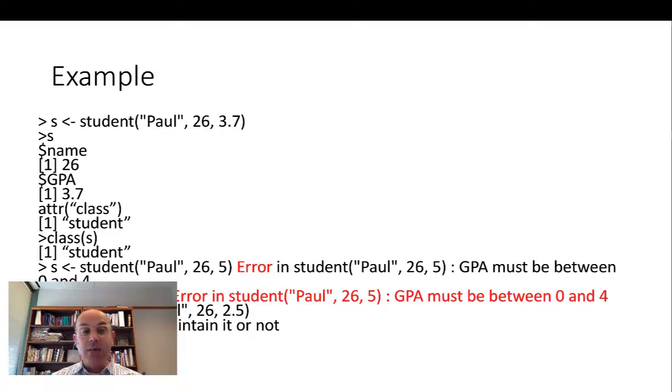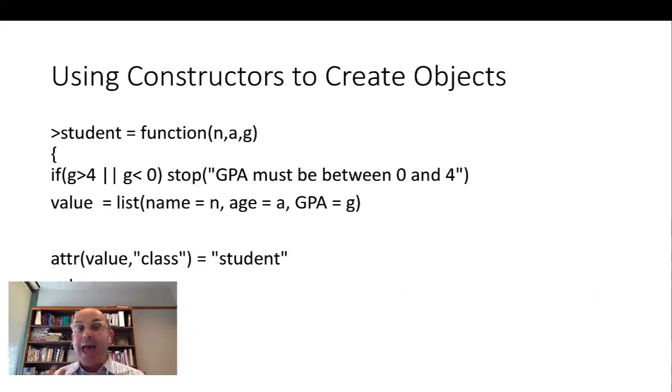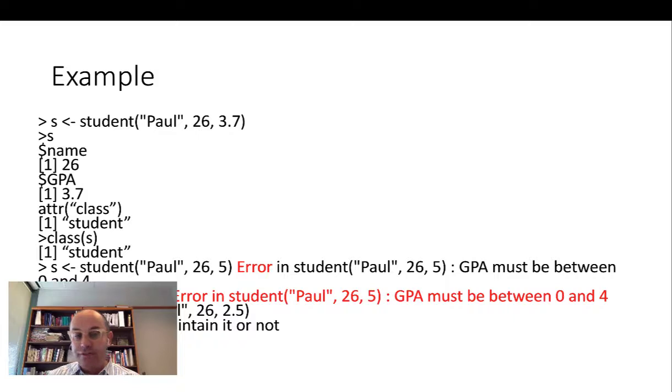And in this case, the GPA is 5. So it will point out that it cannot be, because we declared as a second object that it has to be 0 to 4. Be careful with that. I warn you ahead of time. You will run into problems.